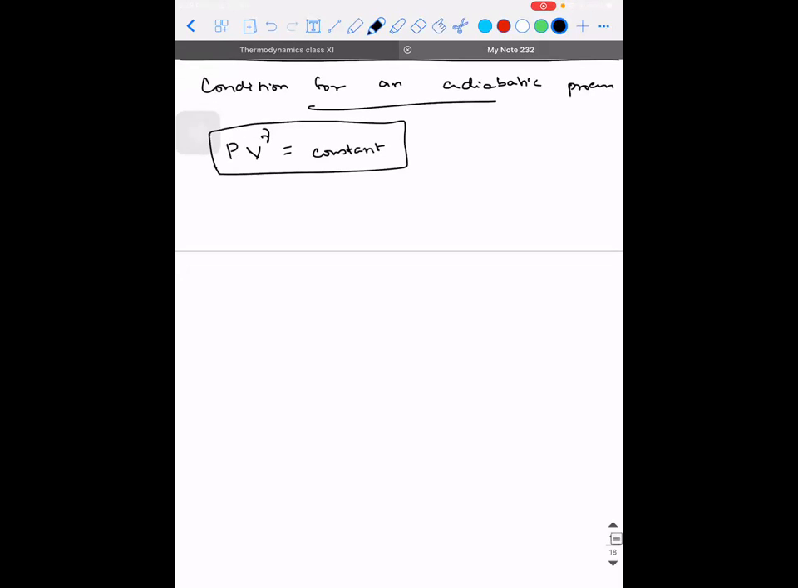So here I'm going to explain two important graphs. When you draw the graph between pressure and volume under isothermal conditions, you will have a graph like this, because pressure is inversely proportional to volume. The name of this graph in physics is called an isotherm.